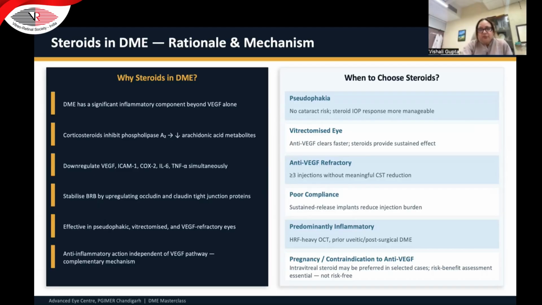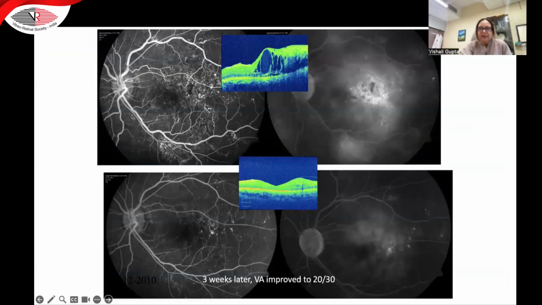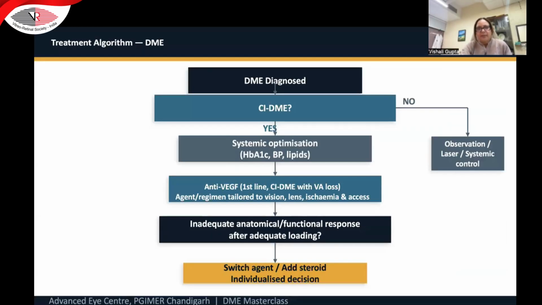So you may have to break the cycle with steroids, and this is how you do it. This is a patient of diabetic macular edema not responding to multiple anti-VEGF. You give 1 injection of DEX, and this responds. Now you have these microaneurysms, which you may give laser because you want to prevent too many recurrences. And if required, you can maintain it on anti-VEGF as well.